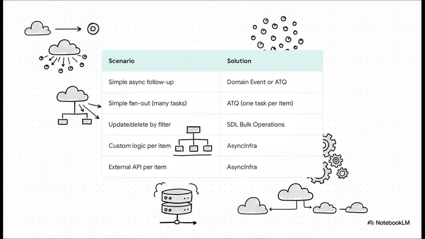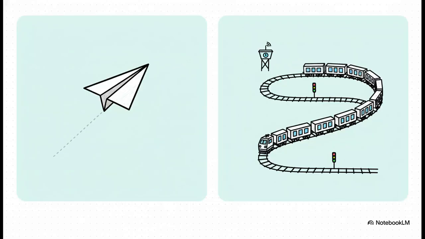But the moment you're dealing with custom bulk logic or making tons of calls to an external API, that's your signal. That's when you reach for Async Infra. So if we boil it all down to its simplest form, it's this. ATQ is for a single, short, stateless task. You fire it and you forget about it. Async Infra is for a long-running, stateful job that's made up of many, many chunks. It's designed from the ground up to be trackable and resumable. They really do solve two very different kinds of async problems.